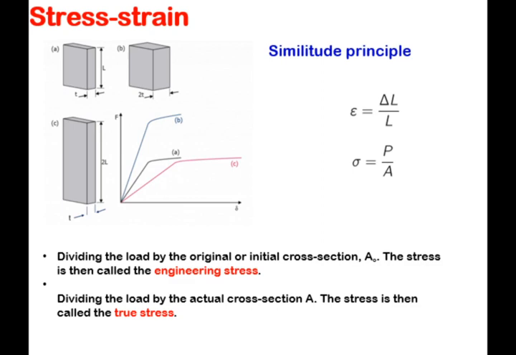It's fine. So dividing the load by the original initial cross section, A naught, is going to give you the engineering stress. But if you want to have the true stress, you have to divide it by your area that is going to change as you pull the sample that you're analyzing. Okay? Any questions so far?